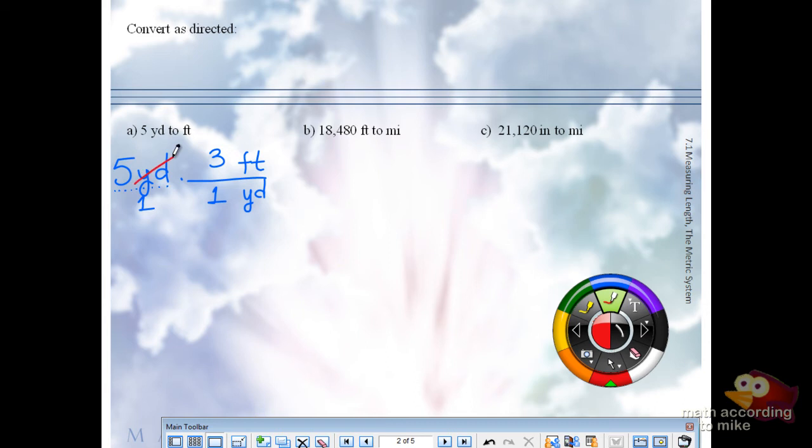Diagonally, yards will cancel. Done. Nothing else cancels. The denominator is 1, so we don't have anything there. Upstairs, we have 5 times 3 feet, which is 15 feet. Because you had 1 upstairs and 1 downstairs.